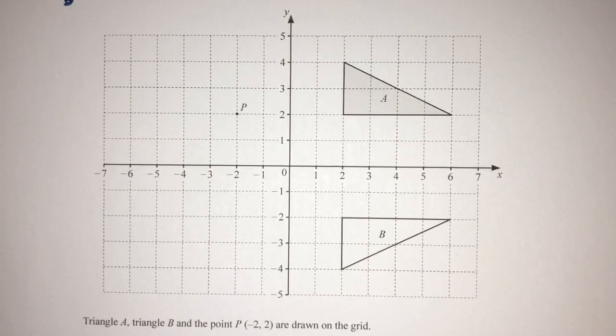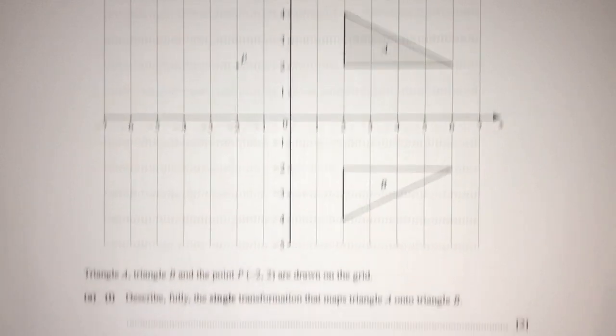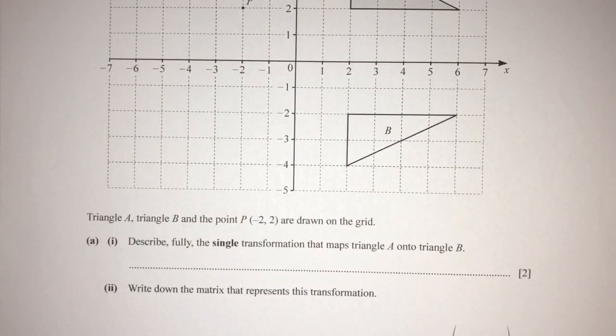Okay, so here again we have two shapes, triangle A and triangle B. Now, we have the point P as well, which is (-2, -2). It is shown on the diagram right here. Now, part 1. Describe fully the single transformation that maps A onto triangle B.